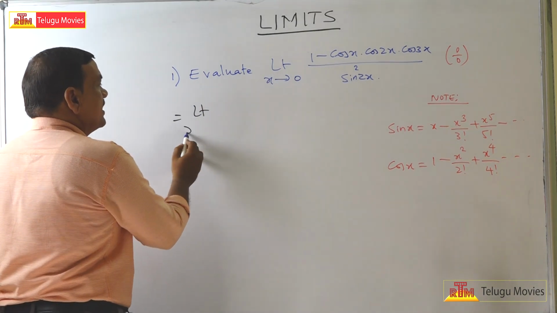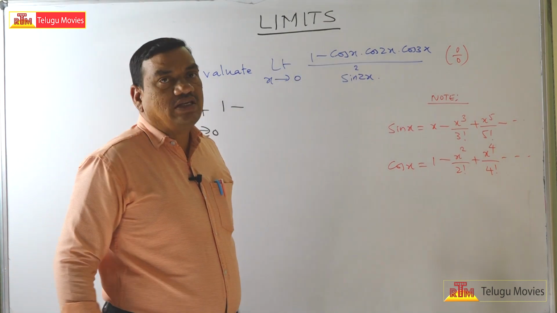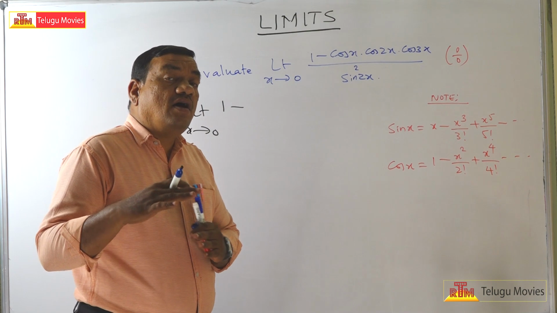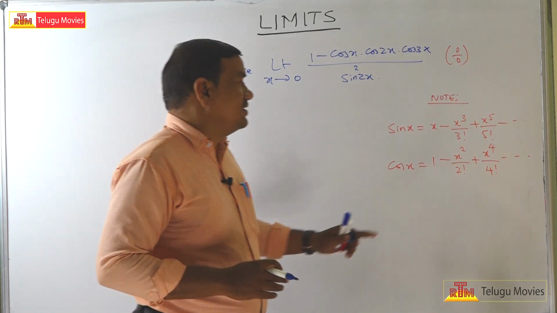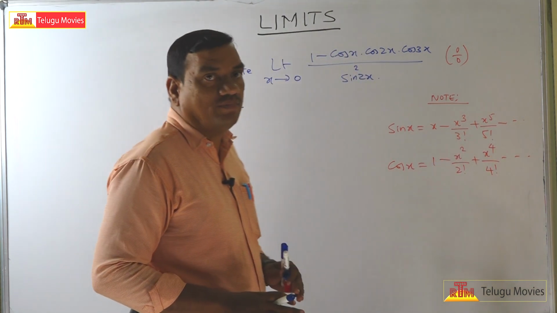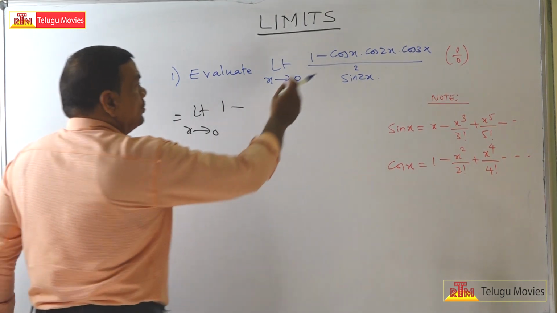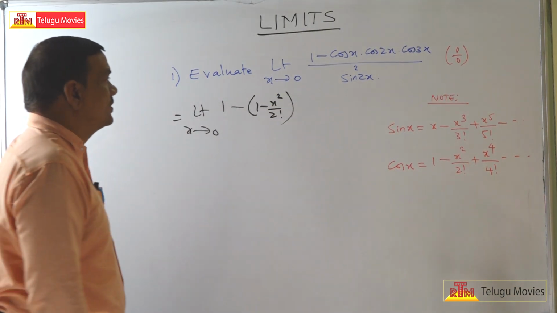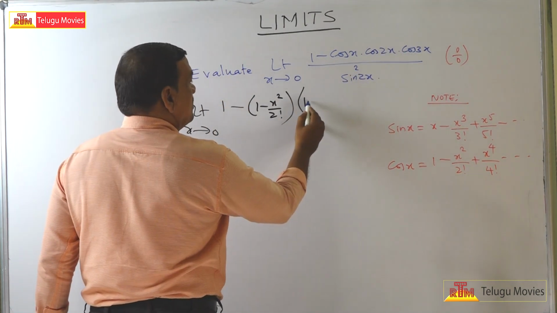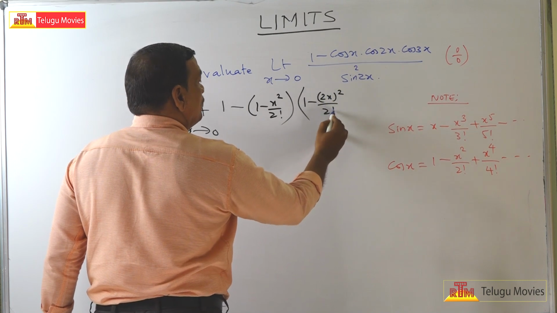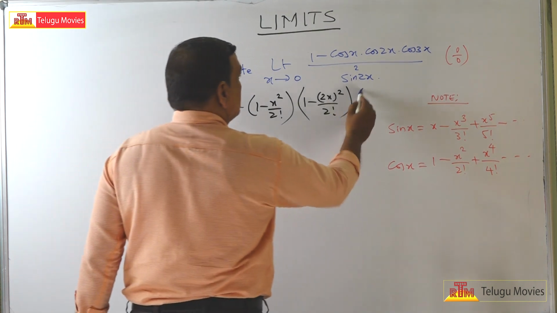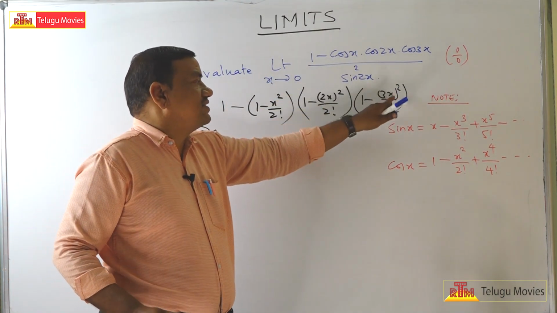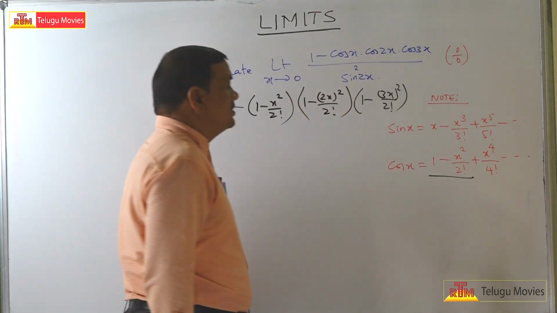So this is equal to limit x tends to 0, 1 minus, what is cos x expansion? Just now I explained, 1 minus x square by 2 factorial. Here what you have to do is avoid the higher powers, that means x power 4, x power 5, you can avoid them, no problem in it, okay na? So that is equal to, for cos x, I am writing x square by 2 factorial, first term only, into cos 2x expansion is 1 minus 2x whole square by 2 factorial, okay na? Cos 3x expansion is 1 minus 3x whole square by 2, that means in place of x, 2x, in place of x, 3x. I am taking just 2 terms only.